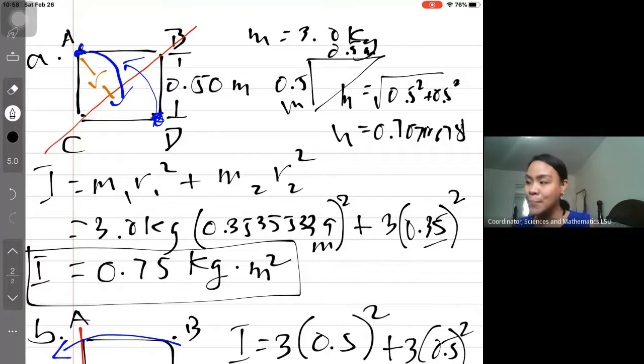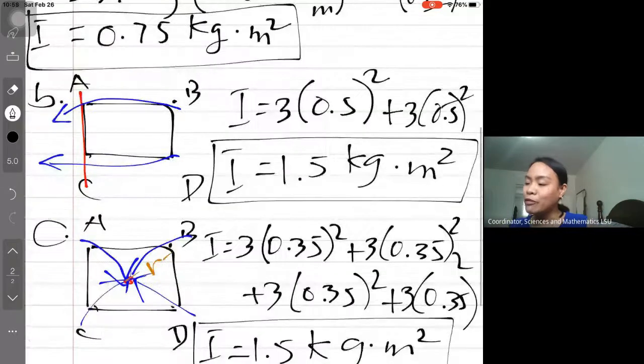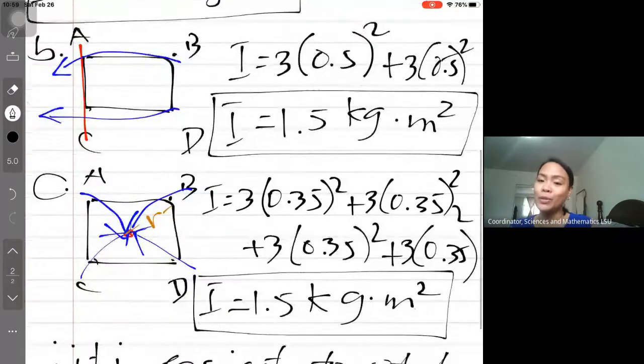So that means it is easiest to rotate around this point than this point and then that at the center, because at B and C, it is 1.5 kilogram meters squared. So it has greater resistance to rotate. I hope you understand that one. All right, so moving on.